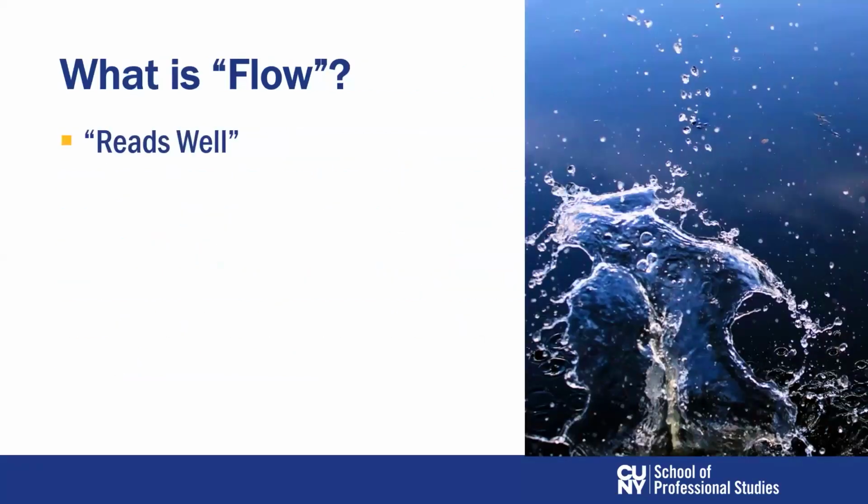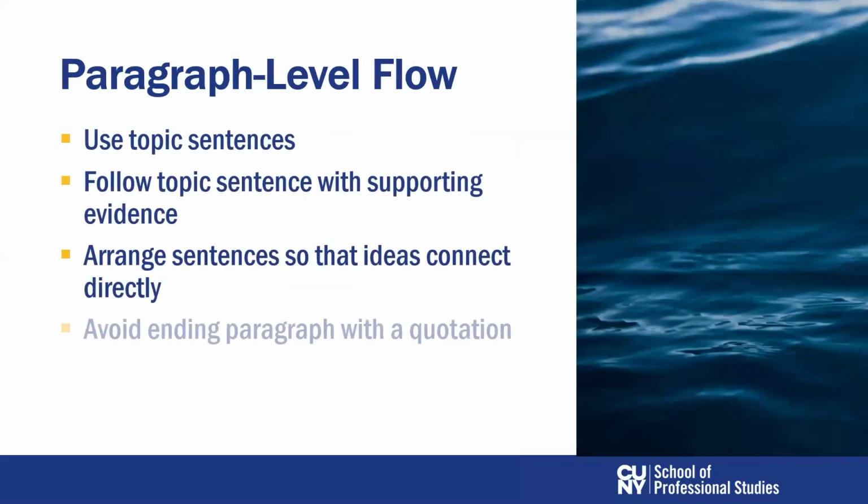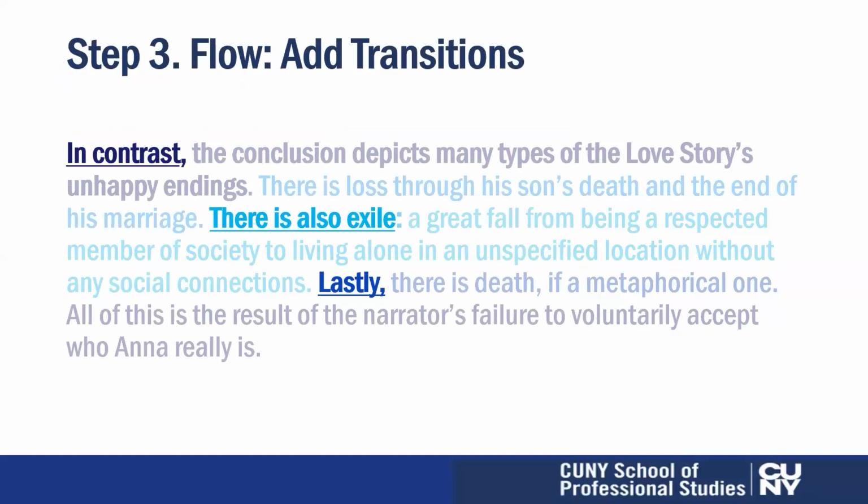Now, I'm going to skip past flow because we've discussed it, but I want to show you this final version of this paragraph. So this is the document that we're going to give you all of. You can see that for flow, I added some transitions, right? So I've got in contrast, which tells you how this paragraph connects to the one that came before it. And then I'm also adding transitions into key parts of the paragraph. So there's also exile, which connects my first 2 pieces of evidence, saying it's 1 and 2. And lastly, tells you that this is the last piece of evidence I'm about to give you in this paragraph.